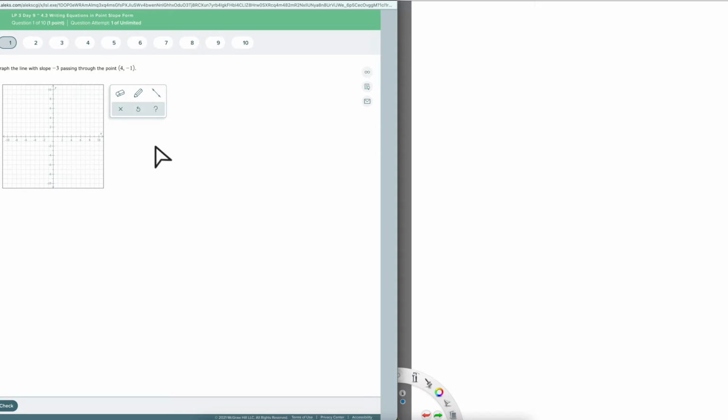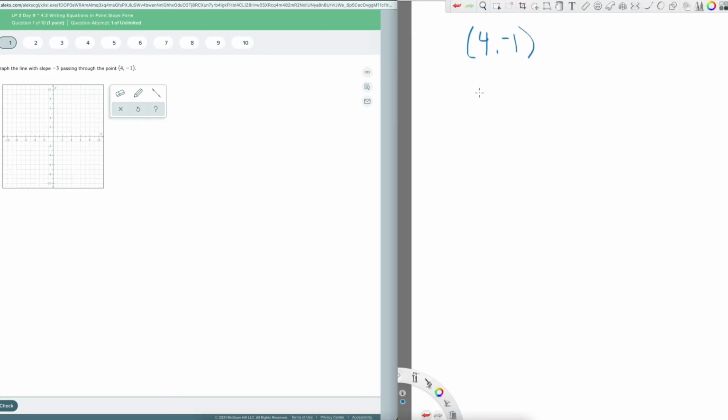Well, now our starting point is going to be the point they gave us. So we're going to go over, and I can't draw on this one, so I'll draw over here. For some reason, it doesn't let me draw on that screen with my page marker. So I have 4, -1.